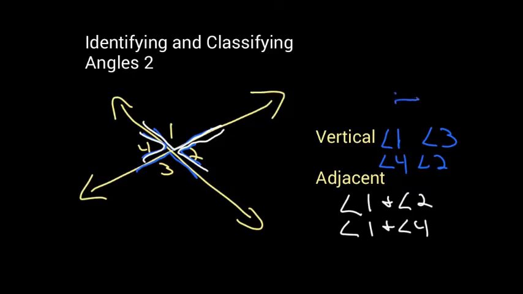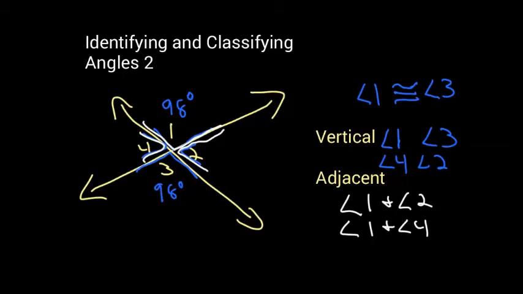There's also another property you need to know, going back to vertical, and that's vertical angles are congruent. And the congruent sign looks like this. It's an equal sign with a little wavy part above it. So angle 1 is congruent to angle 3 because they are vertical. So if I said angle 1 was 98 degrees, that would make angle 3 also 98 degrees.